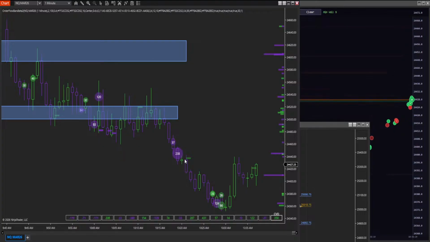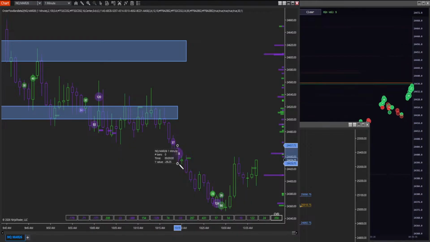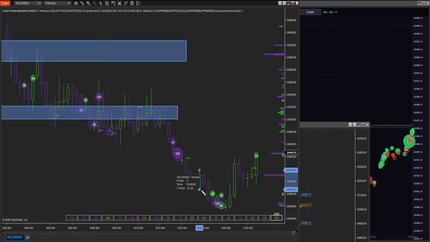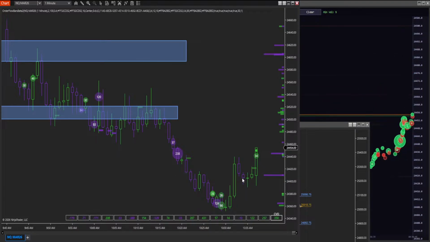You might get a little consolidation right here, then it'll move down. Like this candle right here, from the top to the bottom there was 29. From here to here was 31. So that was just the average true range.